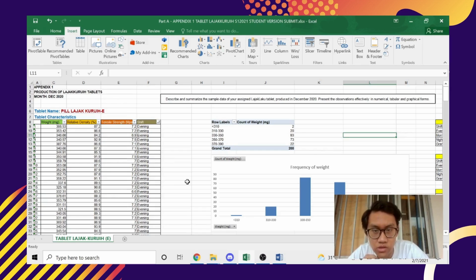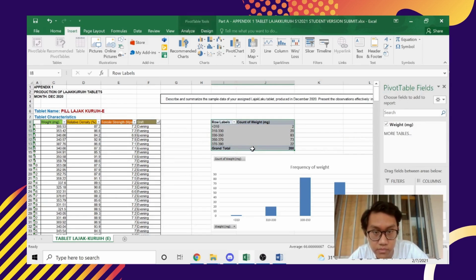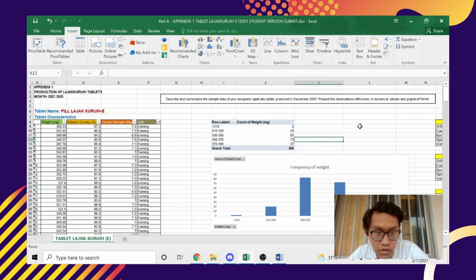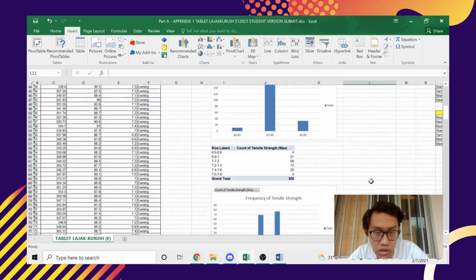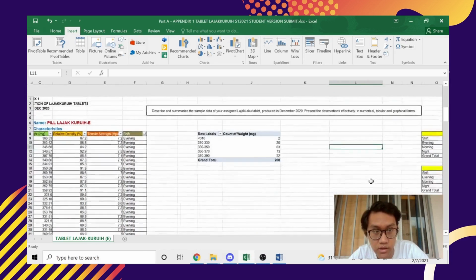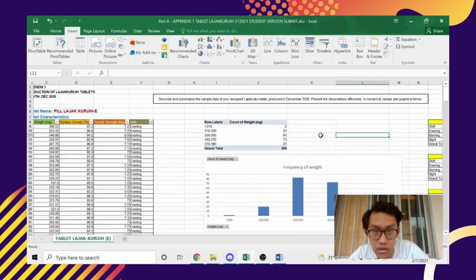What we can do to simplify it is to create a pivot table, just like this one. In this pivot table, we can see the frequency of weight, same goes for the relative density, and also for the tensile strength. After creating the pivot table, we can also easily create the pivot charts. So frequency is one thing, but what about the other?